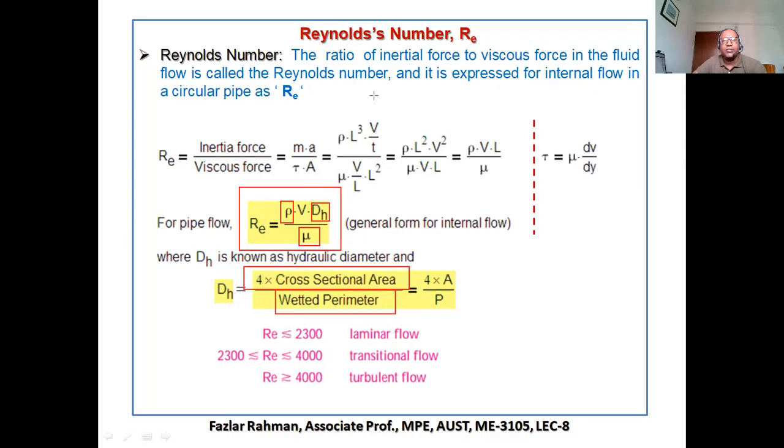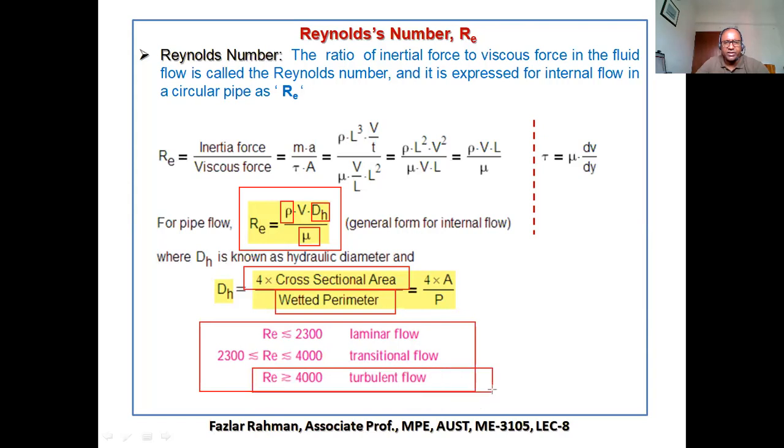Then you need to figure out the flow, whether it is a turbulent flow or a laminar flow. That you can figure out right over here. If the Reynolds number is less than 2300, then it is laminar. If it is more than 4000, then it is turbulent. And in between, we call it transitional flow. Okay.